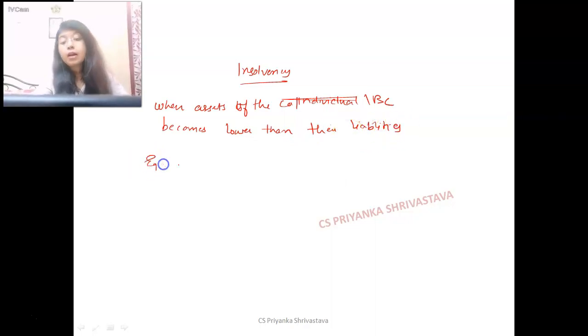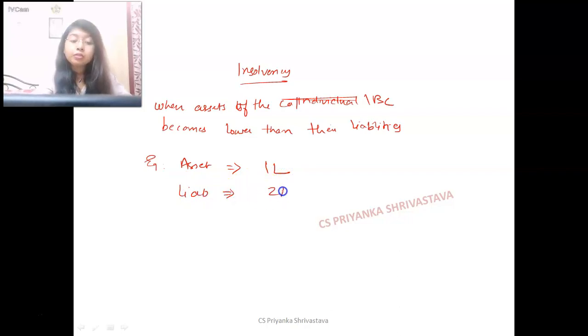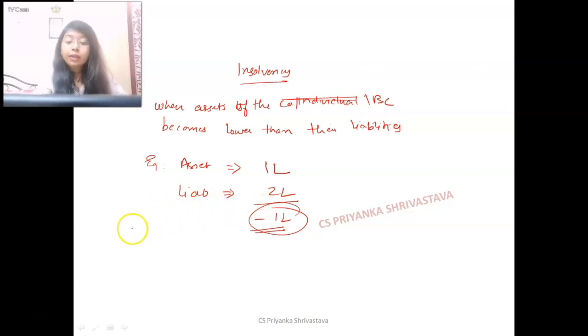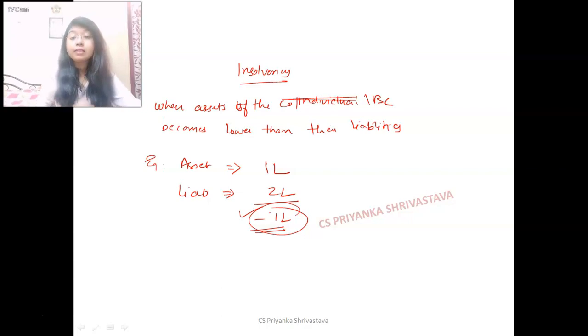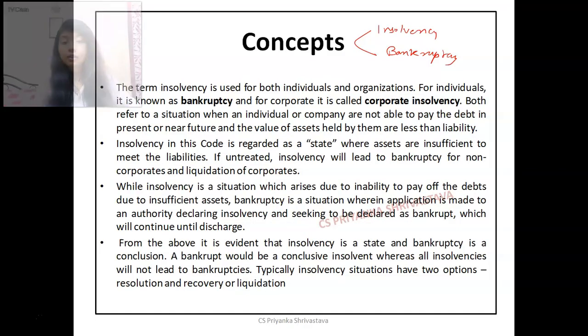Suppose the asset of the company is 1 lakh and the liability is 2 lakh. So this minus 1 lakh is basically the excess liability that the company has. And when the company declares that it is unable to repay such an extended liability, then such a company will be considered to have become insolvent. Okay, so let us see what is written here.